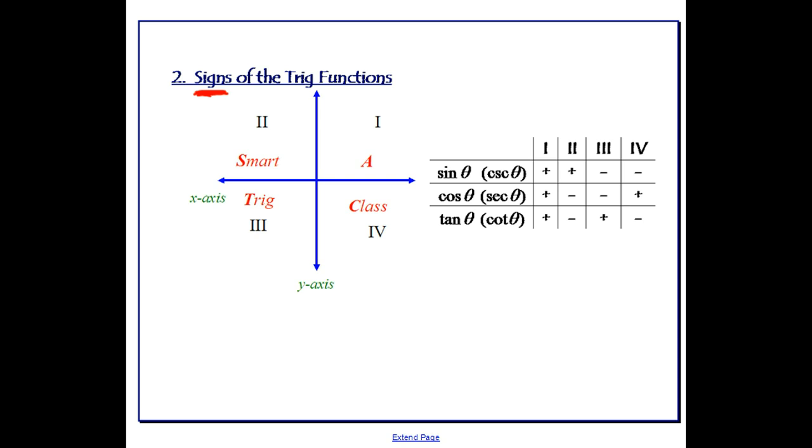So I want to take a couple minutes to explain how you can figure these things out, and then I want to give you an acronym that will work to tell you whether the trig functions are positive, and then by default, where they're not positive, the other quadrants are negative. Okay, we have our coordinate axes here.